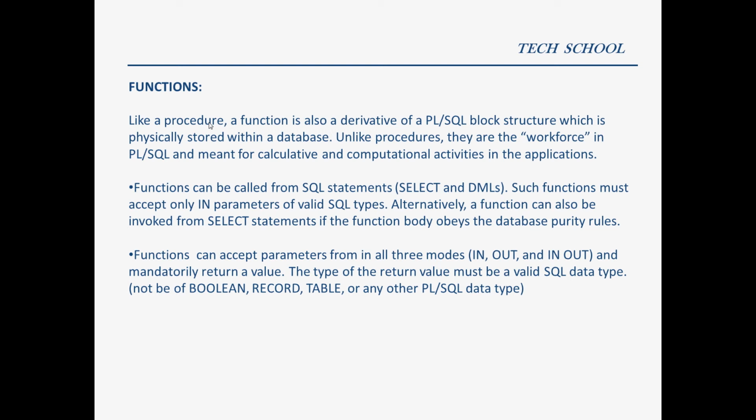Okay, so they mandatorily should have a return type specification. The function has to return something. Okay, and they can be used in SQL statements like select, update, etc. And if they are used in a select statement, then there is no output parameter; only in parameters can be used. Okay, and when they are being used in the SQL statement, there are certain database purity rules that should be followed within the function body. As we go through the other slides, we will discuss what these database purity rules are that the function body should satisfy.